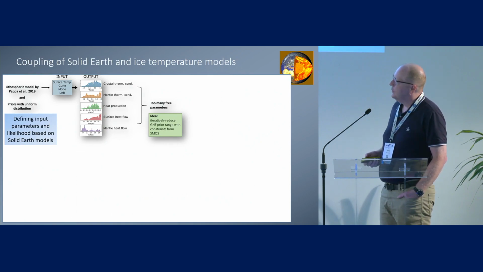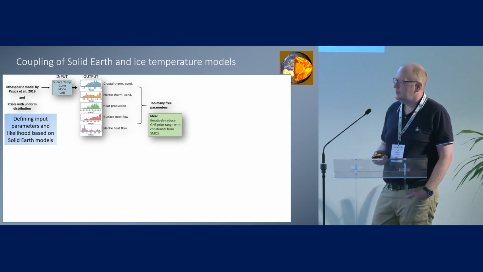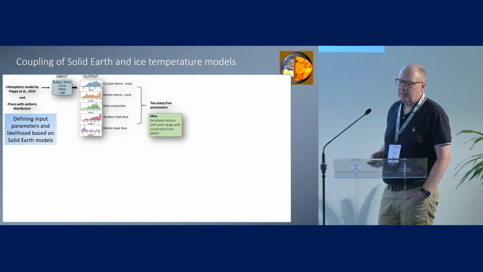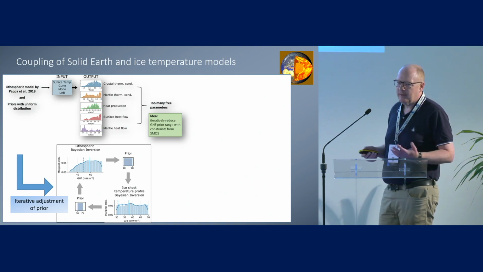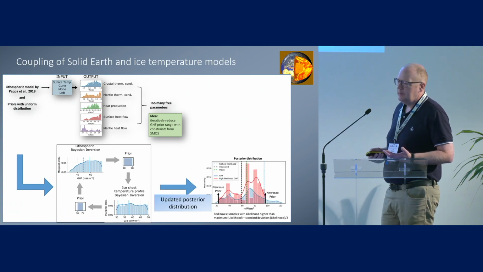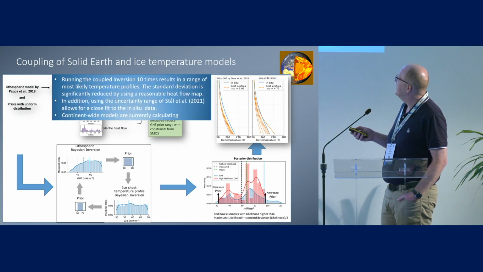We actually tried to marry our solid Earth model. That's work that Marion has been doing before she left to Australia. Trying to use our lithospheric scale model that we have, defining input parameters and likelihood on the existing models. Then we try an iterative adjustment of the priors to get a closer fit, so that the priors, both from our models and from these ice sheet models, are getting closer to each other. You get an updated posterior distribution, and what you get at the end is a better fit to the borehole data.